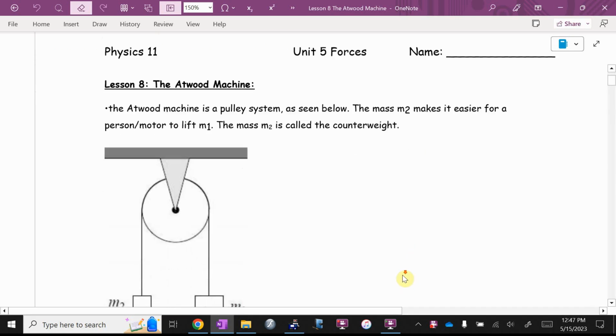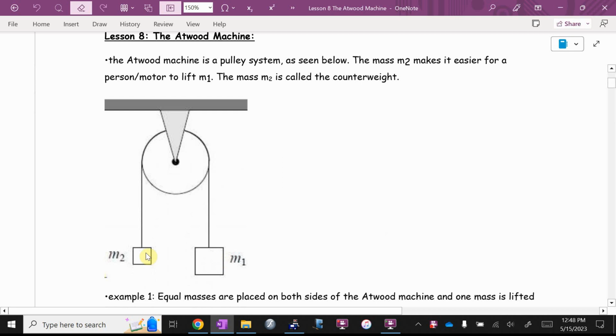So an Atwood machine is a pulley system as seen below. The mass M2 makes it easier for a person or a motor to lift M1. M2 is called a counterweight in the industry. Elevators, for example, almost always have a counterweight somewhere in the infrastructure that you're unaware of.